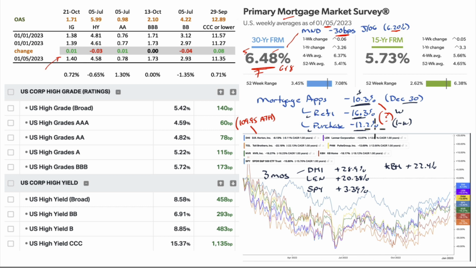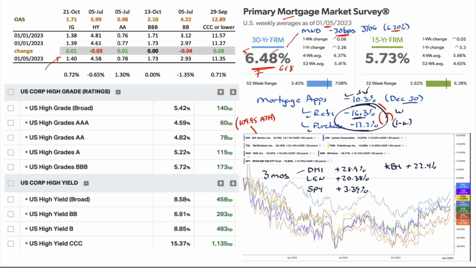So there must be an error in the reporting somewhere, because when I look at the mortgage market index, it is down by more than 10.3. It's like 14 and change, which would square with these numbers. So I think that there was a misreporting of the mortgage apps being down.